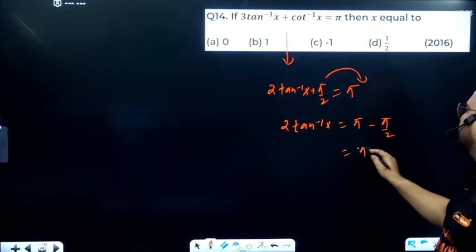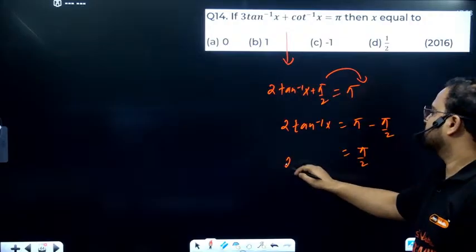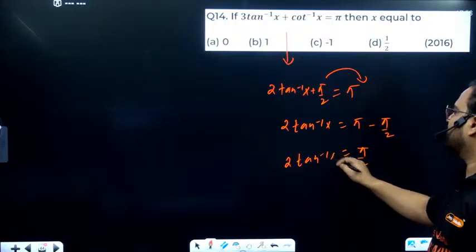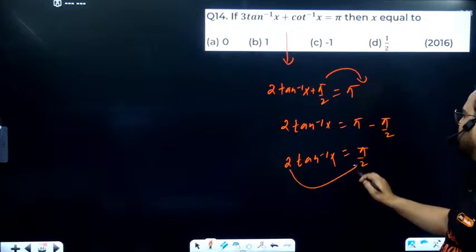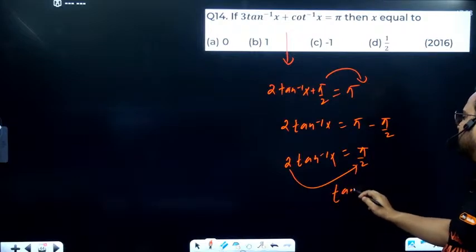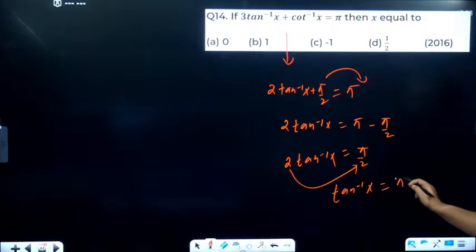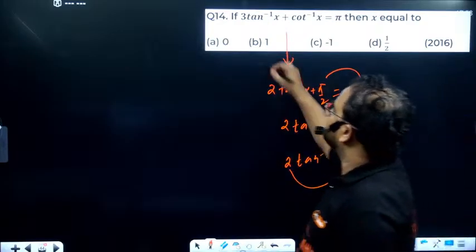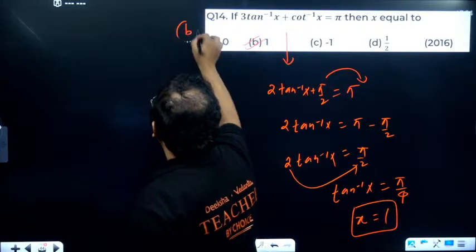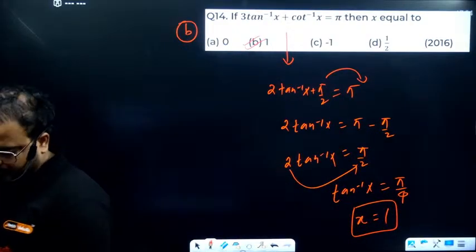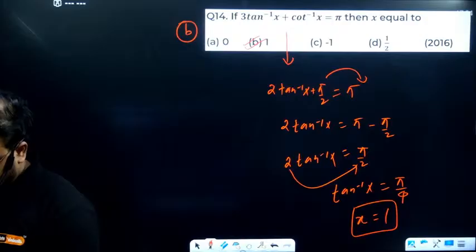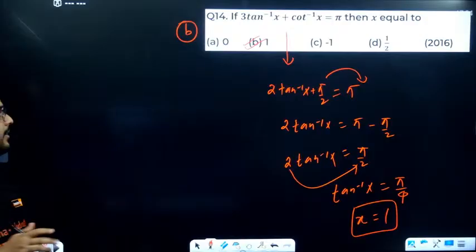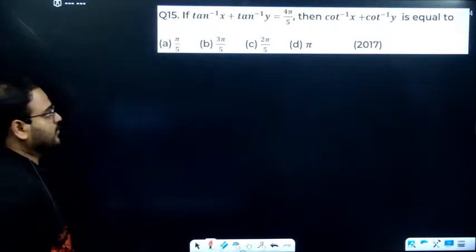How much is that? Pi by 2. This is 2 tan inverse of x. Bring this 2 over here, it becomes tan inverse of x is pi by 4. So x is what? 1. Tan inverse of 1 is pi by 4. That's 1. I hope no doubt.